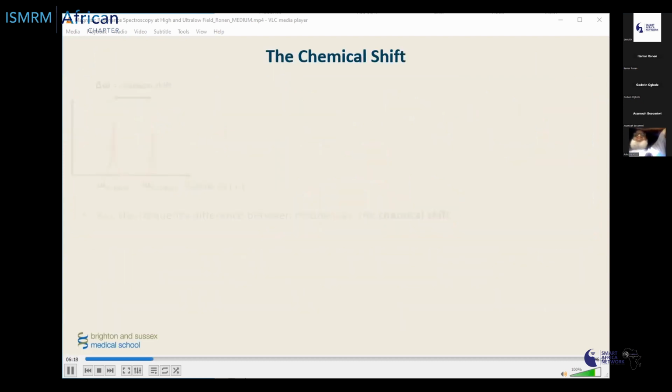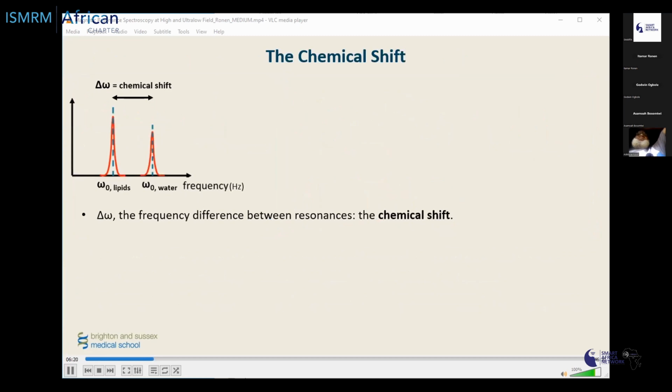And now to some terminology. The difference in frequency between two distinct resonances, for example between two types of protons, that of lipids and that of water, is called the chemical shift. And the units of the chemical shift in this case would be units of frequency, meaning in hertz.